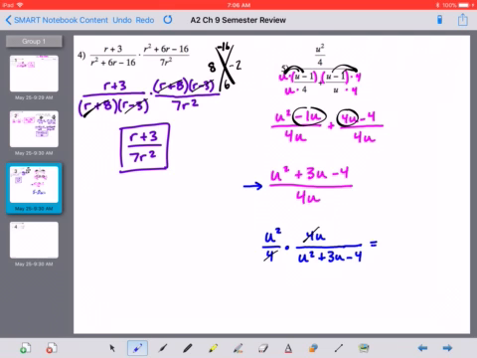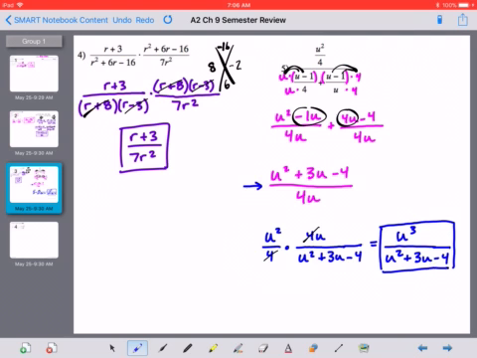So let's just multiply our leftovers straight across. In the top, u squared times u is u cubed. And in the bottom, I have u squared plus 3u minus 4. Okay. And I don't think there's anything else we can do with this, so that would be our answer here.